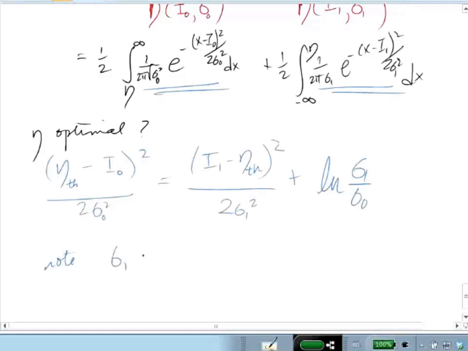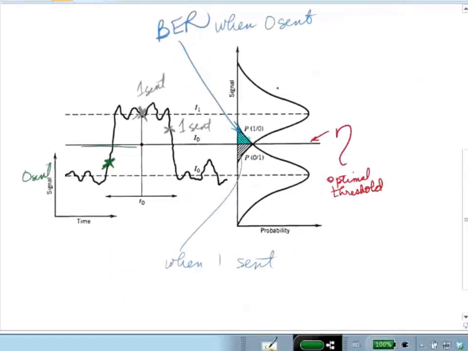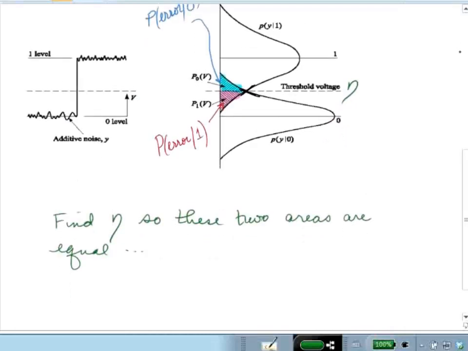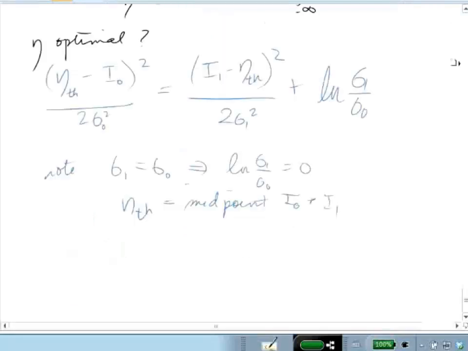Note that when sigma 1 equals sigma 0, the logarithm is 0, and I get a simple expression where the optimal theta is the midpoint between I0 and I1. At the midpoint, that happens in this case just by the symmetry. But in this case, with sigma 1 not equal to sigma 0, this is not necessarily the case. So finding a solution to this expression in closed form is difficult because of the logarithm.